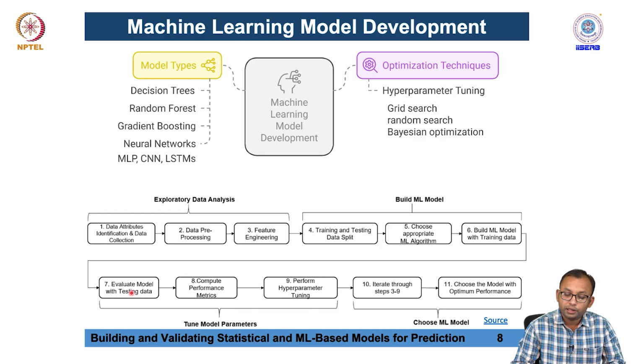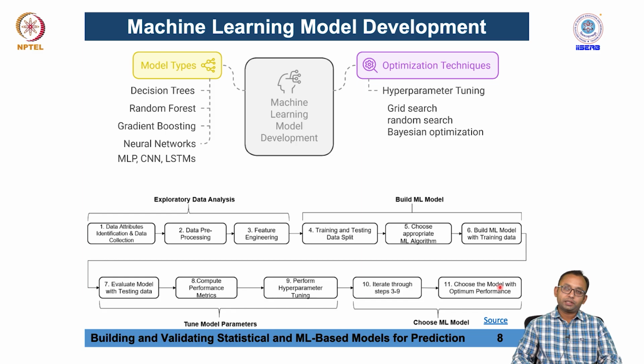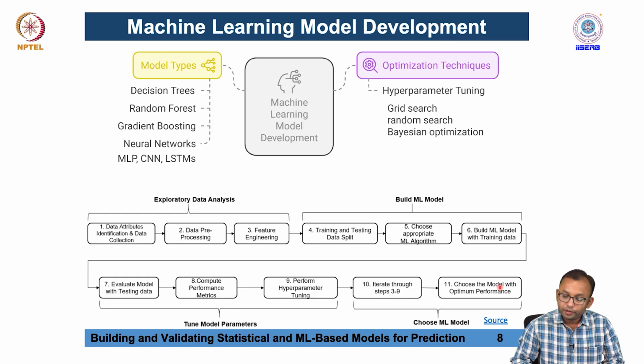We choose the model testing data set, we compute the performances, and then we try to further fine tune the parameters using the hyperparameter tuning. Once it is done, if there is still scope to improve the accuracy, we repeat this step again, and basically we choose the model with the optimum performance. Sometimes we also use different types of models at once, and then we take the ensemble mean of all the models, and we use that for our predictions.